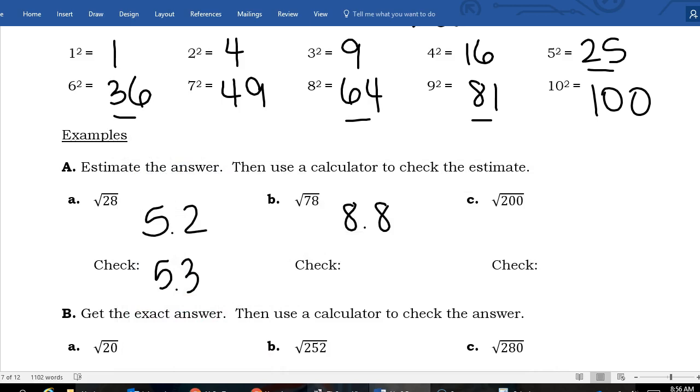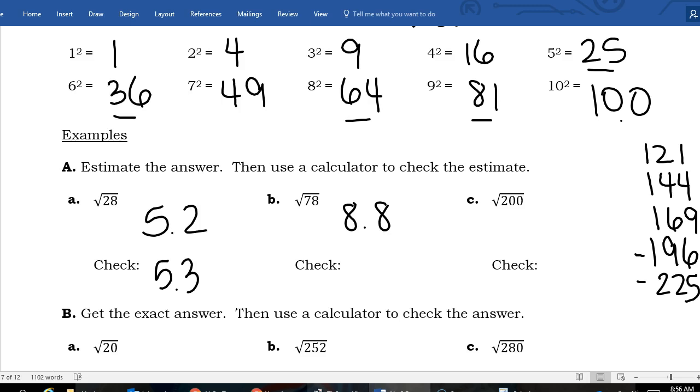The square root of 200. Now I stopped my list at 100. So I would need to keep going: 11 times 11, 12 times 12, 13 times 13, 14 times 14, 15 times 15, and so on. But I've gotten further than I need now because it's going to be between one of these two. So this is 11, 12, 13, 14. So it's going to be close to 14, probably a little higher than 14. Let's try 14.2, maybe 14.1. We'll just see what happens.